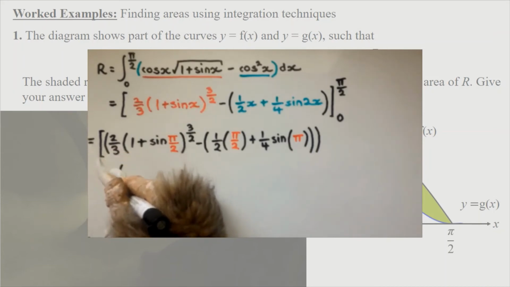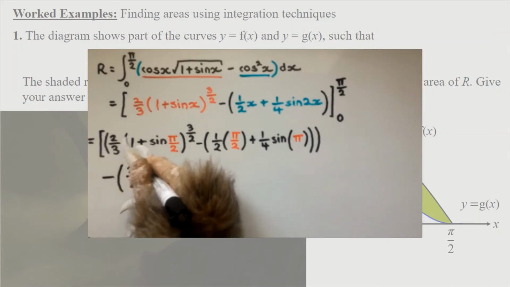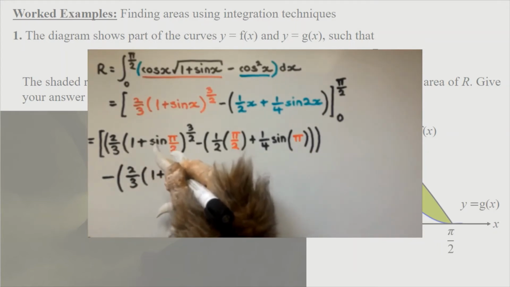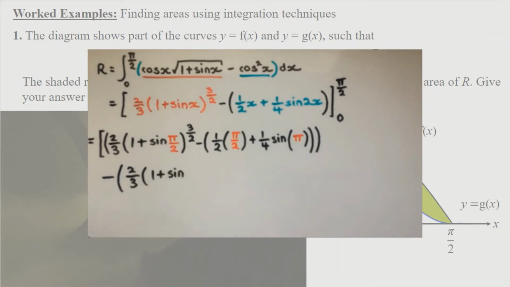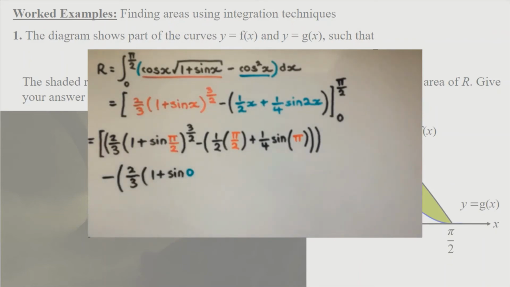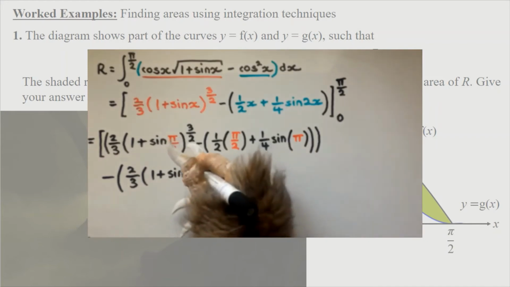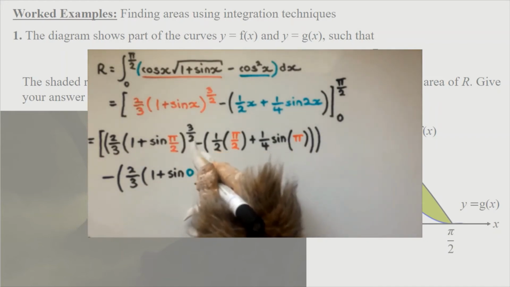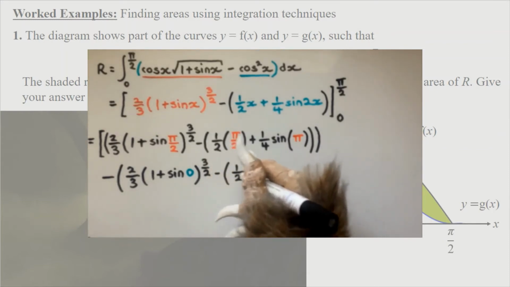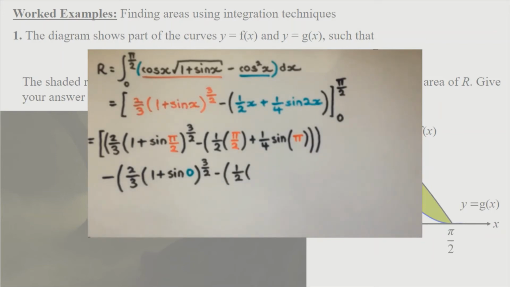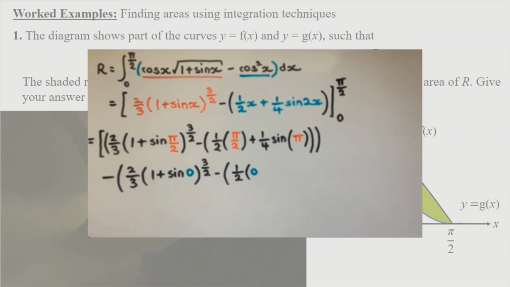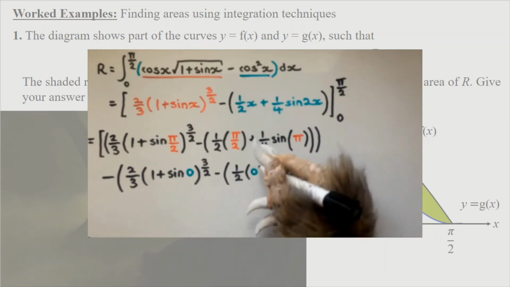Now let's open a curved bracket. So that's going to be 2/3 of 1 plus sine of 0 this time. And then I'm subtracting 1/2. I'm putting this in. I know this is going to be 0, but just for exactitude, I think it's worth putting in so you can see the steps. 0, and then plus 1/4 sine of 0, just to finish that off.